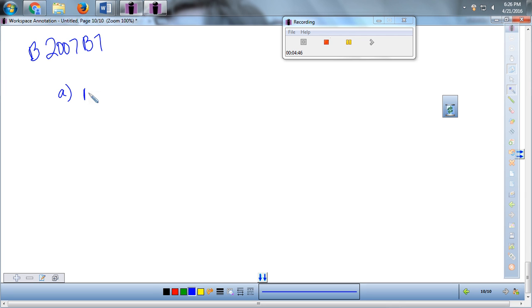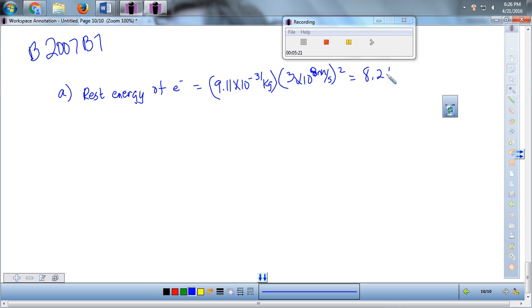So the rest energy of an electron is simply equal to 9.11 times 10 to the minus 31st kilograms, because that's the mass of an electron, times the speed of light, which is 3 times 10 to the 8th meters per second, squared. When I did that math, I got 8.2 times 10 to the minus 14th joules. Then I converted that to eV, and I got 5.12 times 10 to the 5th electron volts. So that was a piece of cake.